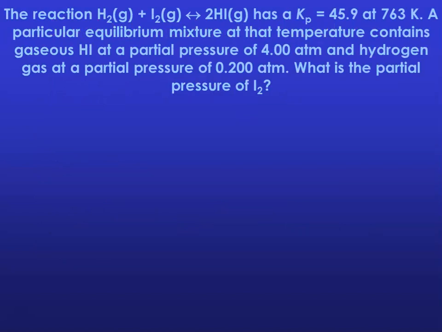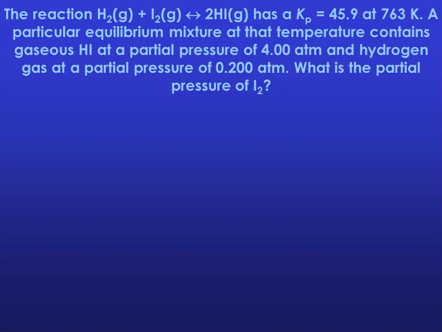So here we have hydrogen and iodine making 2 HI, hydrogen iodide gas molecules. You're given the Kp is 45.9. At equilibrium, we are told we have 4 atmospheres of HI and 0.2 atmospheres of hydrogen. And we want to know the partial pressure of iodine.